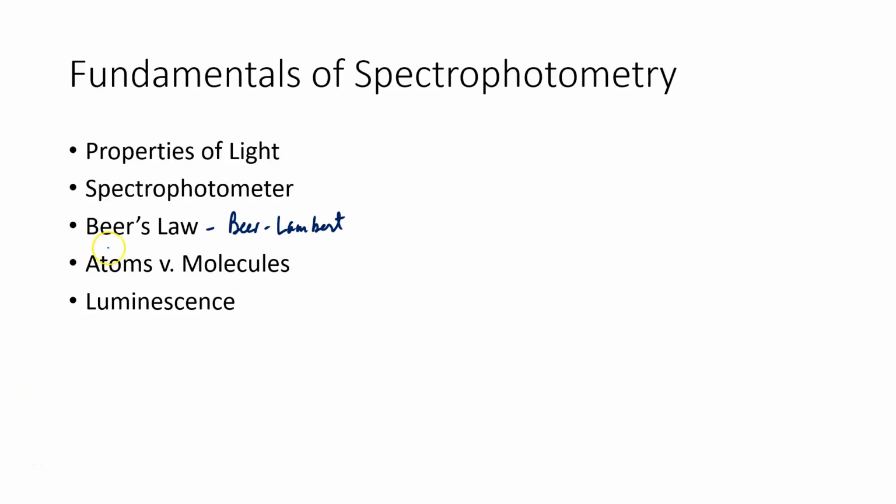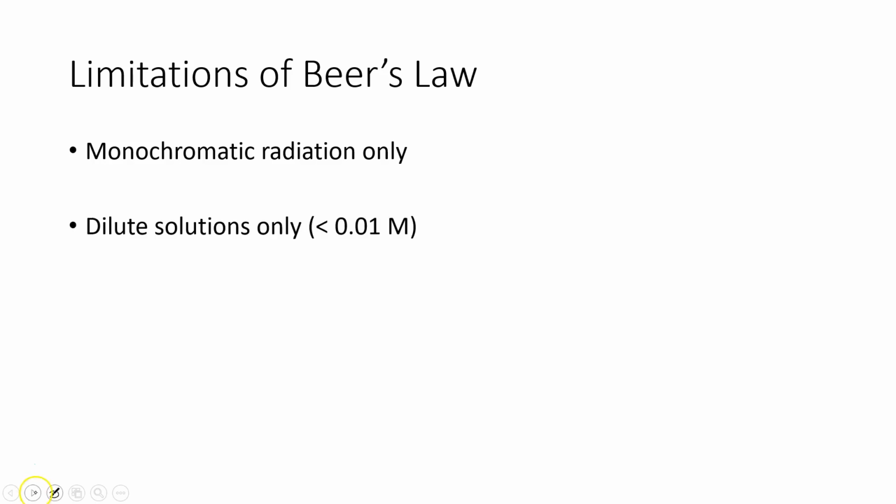Hi everyone. Let's finish up Beer's law by talking about some of the limitations. The first limitation is that Beer's law only works for monochromatic radiation, but to me that really isn't such a terrible limitation because in most of our experiments that's what we use.